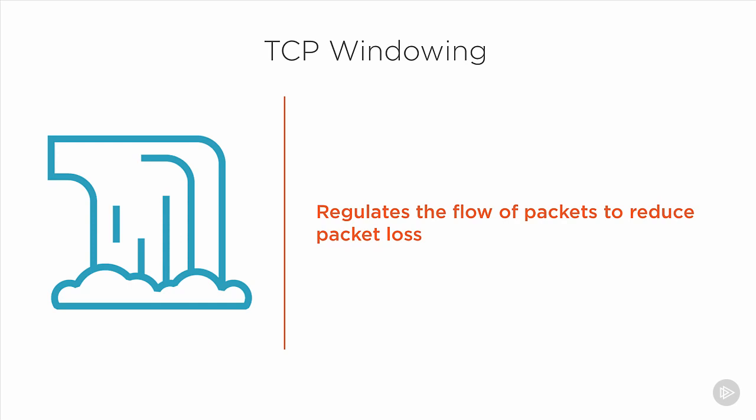The last mechanism is called windowing. Windowing is not like the operating system windowing. This is a form of flow control that regulates the flow of packets to reduce the chances of packets getting dropped because the buffers in the receiver are full. Windowing has some interesting implications and can actually cause the very problem that it's supposed to solve. So as you can imagine, it's a really good topic for an exam. And we're going to dig into TCP windowing right now.